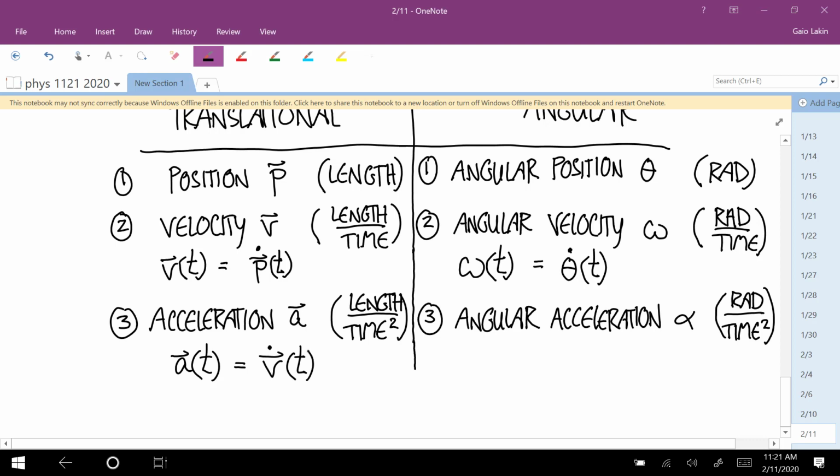So what would you guess the angular acceleration as a function of time is? Maybe... That's correct. You get to keep your dog.